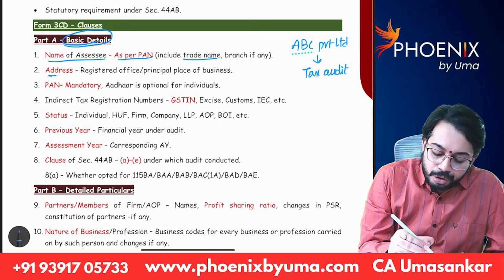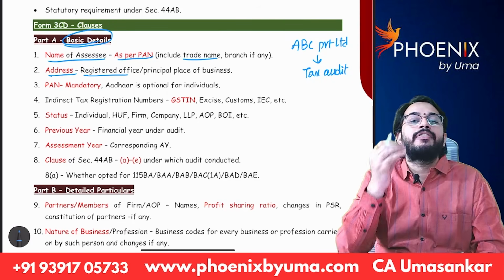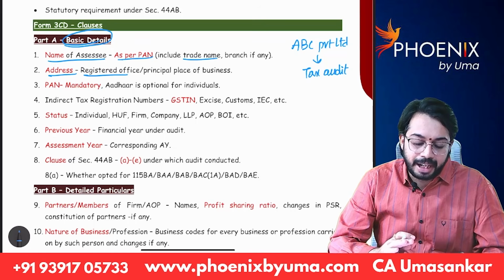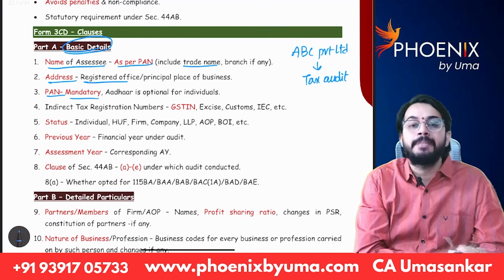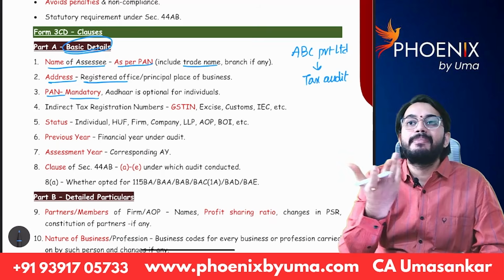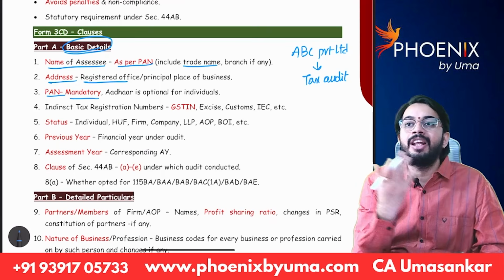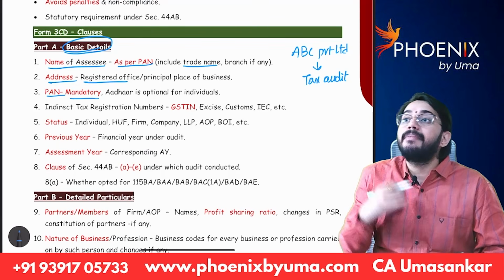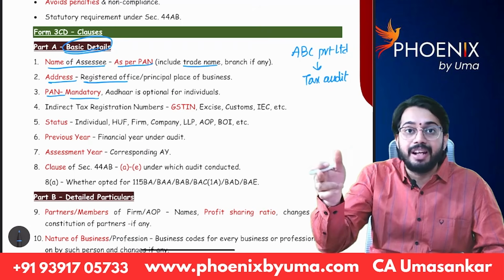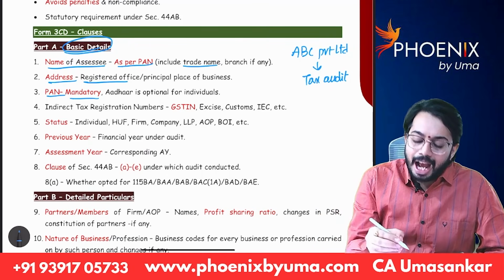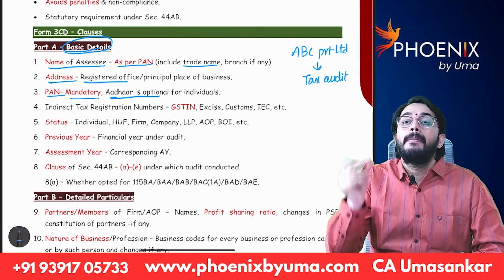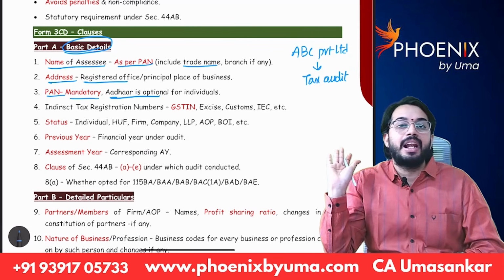In question number 2, I will write the registered office address of ABC Private Limited. In question number 3, I will write the PAN number of ABC Private Limited. See, Aadhaar number will not be there for a company. I will not write Aadhaar number. If I am doing tax audit of an individual, for an individual Aadhaar number is there. Optional, if I want to give, I can mention Aadhaar number also, but PAN number I need to mandatorily give.